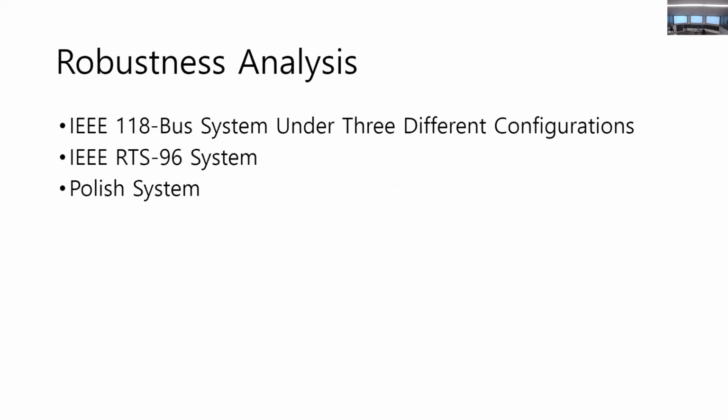To show the effectiveness of the FDID metrics and the two-stage approach, the proposed method was evaluated on 3 different systems: the IEEE 118 bus system under 3 different configurations, which enabled the approach to be tested for the effect of load fluctuations on FDI cyber attacks and the detection under different grid configurations. The IEEE RTS 96 system, which is a commonly studied test system with 73 buses, and lastly, the Polish system, which has 2,383 buses and highlights the robustness of the two-step approach.